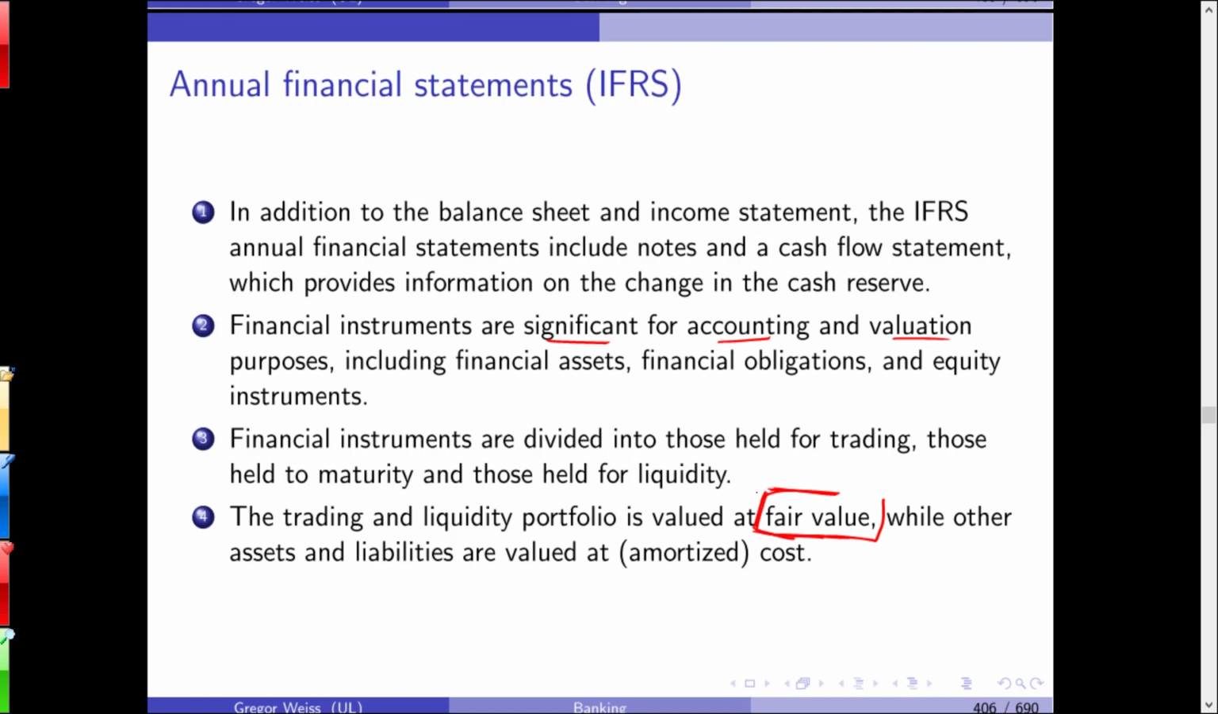Does anyone know why this is done under IFRS? What's the advantage of fair value accounting and what can the disadvantage be?